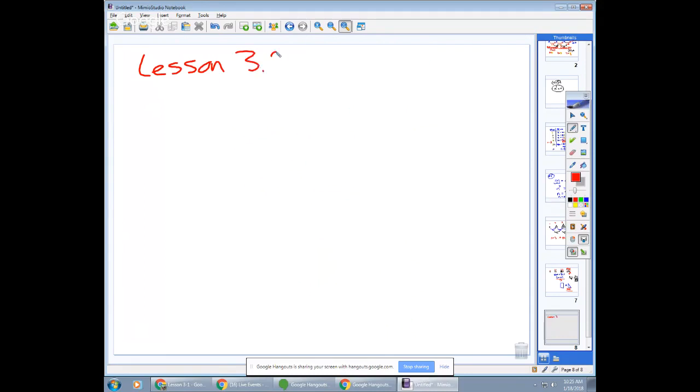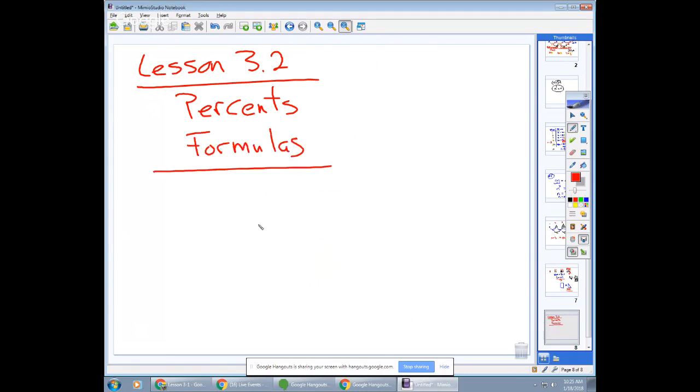And so just a little warm up to lesson 3.2. There's 2 big things in lesson 3.2. One is working with percents again. And the other big thing is we're working with formulas. So I just wanted to refresh on some formulas you're familiar with before we move on to some more complicated ones. Think about area for a minute.